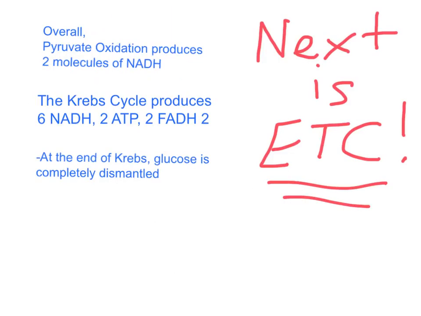Overall, pyruvate oxidation produces 2 molecules of NADH. The Krebs cycle produces 6 NADH, 2 ATP, and 2 FADH2, and at the end of the Krebs cycle, glucose is completely dismantled. So the next step that comes up in cellular respiration is the ETC.